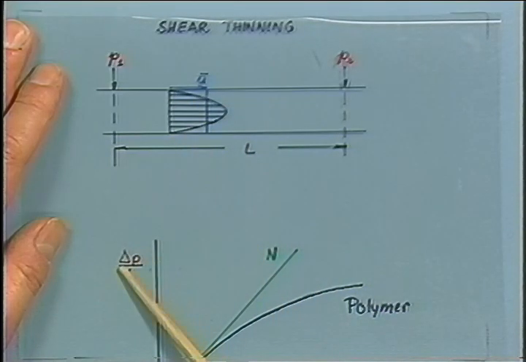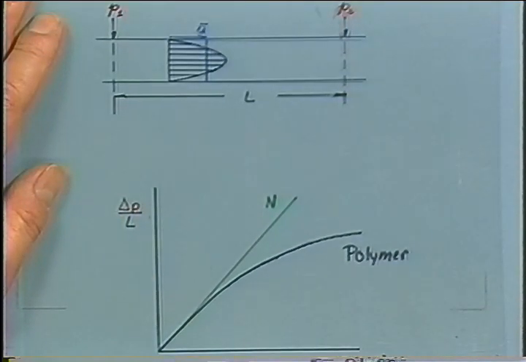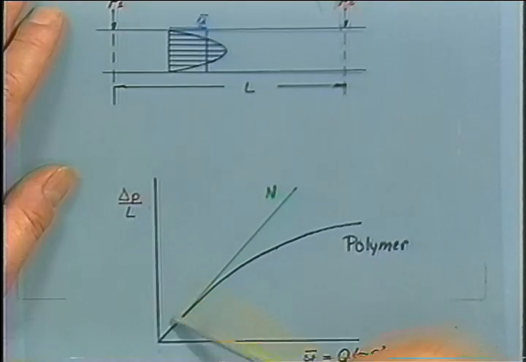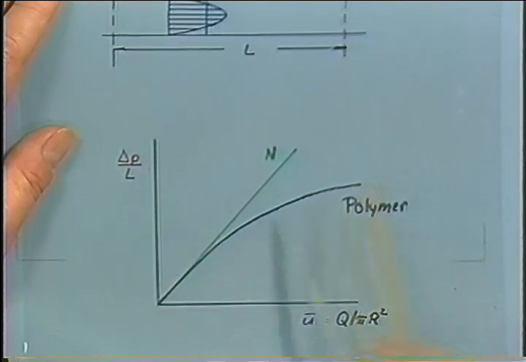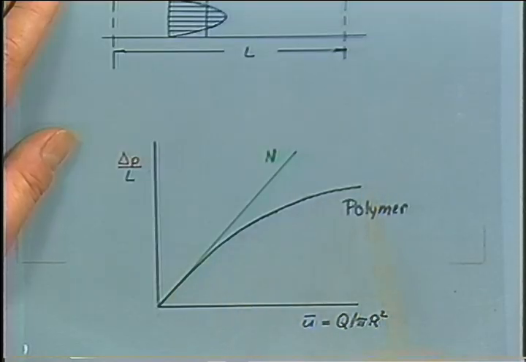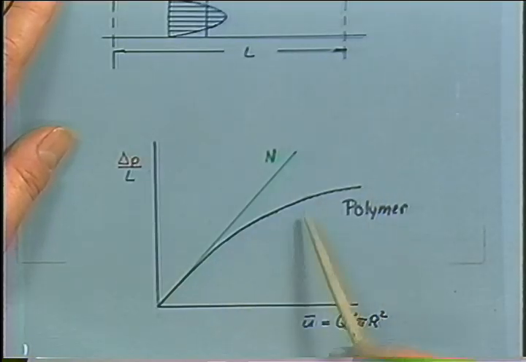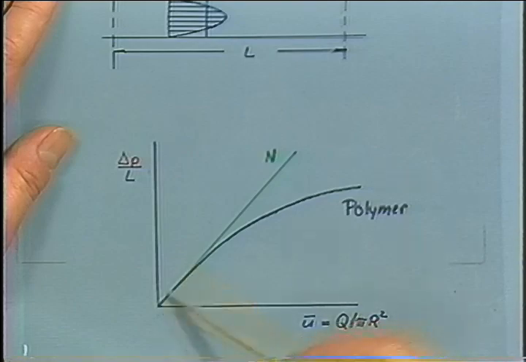Now, this pressure drop is a function of the average velocity in the system. For Newtonian liquid, it increases linearly, and for the shear thinning liquid, it is deviating. The pressure drop is lower than one would predict from the zero shear viscosity. And we would like to model this now with the material function, which we just discussed before.